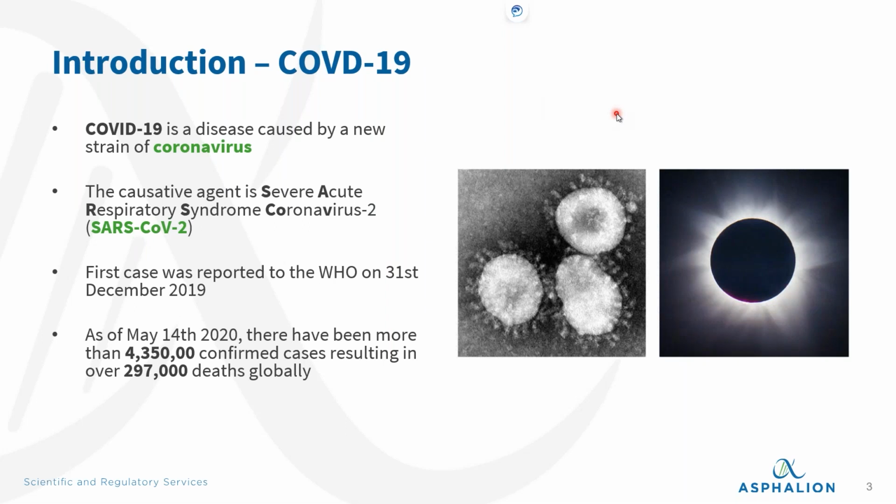By way of an introduction, as I'm sure you're all aware, COVID-19 is a disease caused by a new strain of coronavirus. Although it's a new strain, these types of viruses have been described since the 1960s, and they take their name from the characteristic halo they have when you look at them under the electron microscope, which when they were first discovered was compared to the corona of the sun. That's where they get their name from. The causative agent of COVID-19 is the SARS-CoV-2 virus, which stands for Severe Acute Respiratory Syndrome Coronavirus 2.